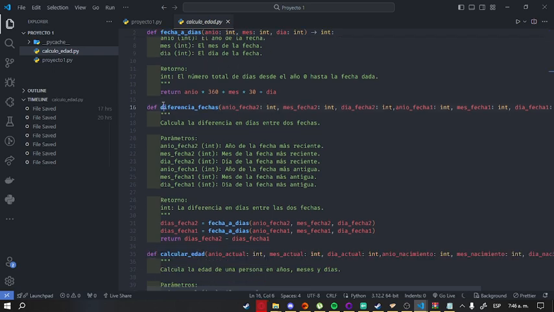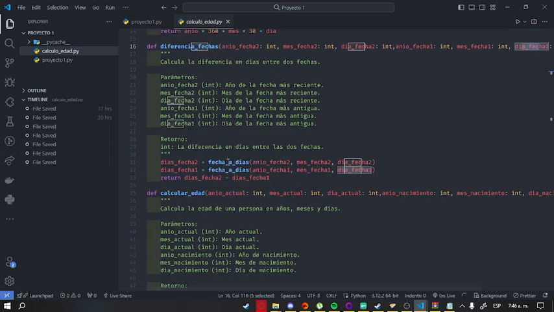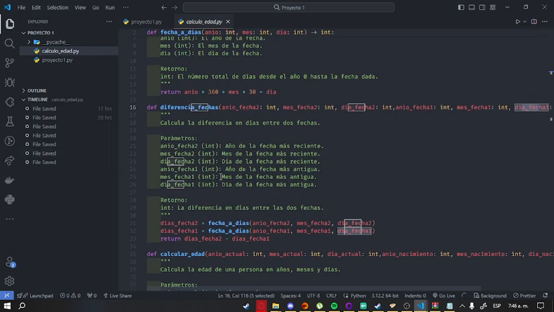So later on we got the difference of dates. We got like the year 2 and the year 1, the month 2 and the month 1, the day 2 and the day 1. Basically we're going to make a difference, making this equation.